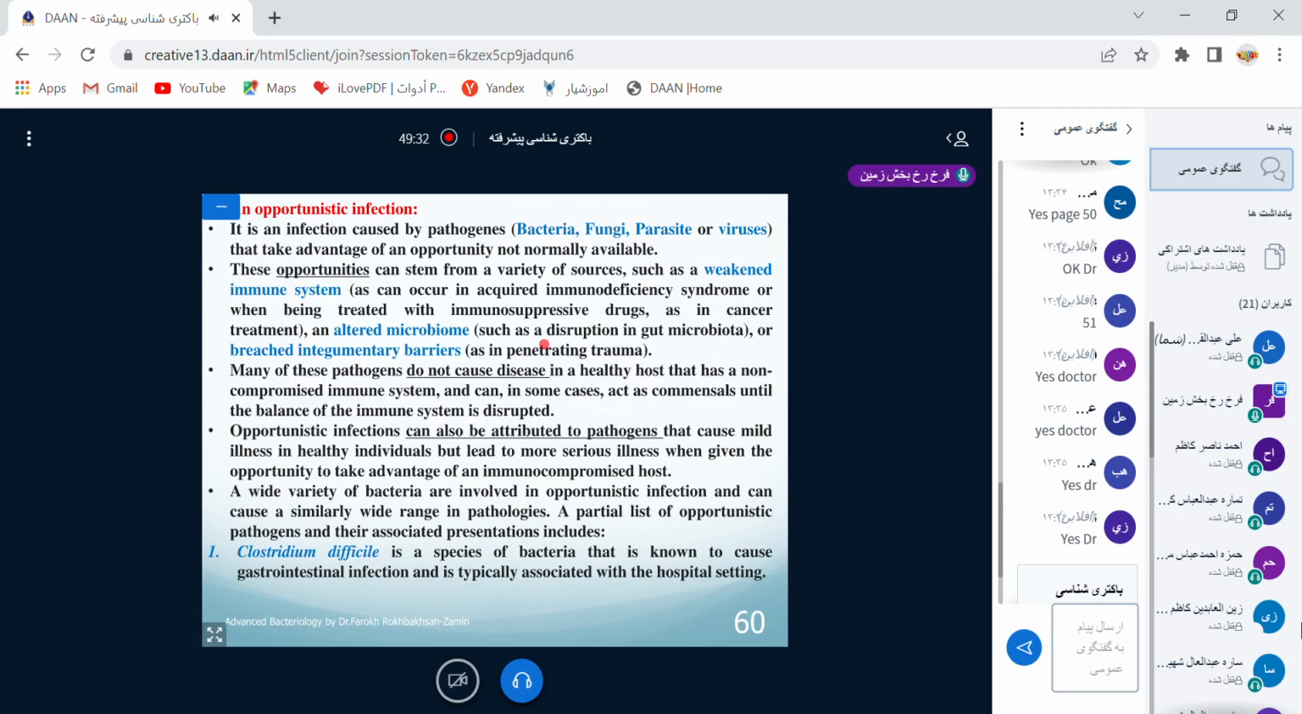Or sometimes when being treated by immunosuppressive drugs. For example, one person's kidney is not working properly. If one person has kidney failure and needs an operation to receive another kidney from another person, then in order to interrupt the attack of the immune system on the new kidney, the physician gives that patient some immunosuppressive drugs. So this person is very sensitive not only to real pathogens but also to all opportunistic infections.